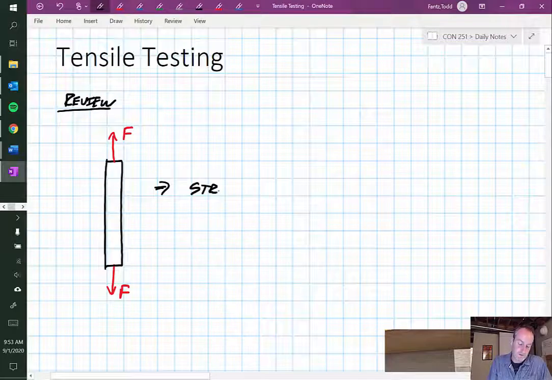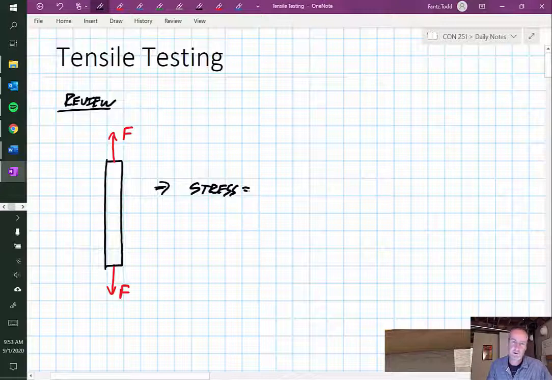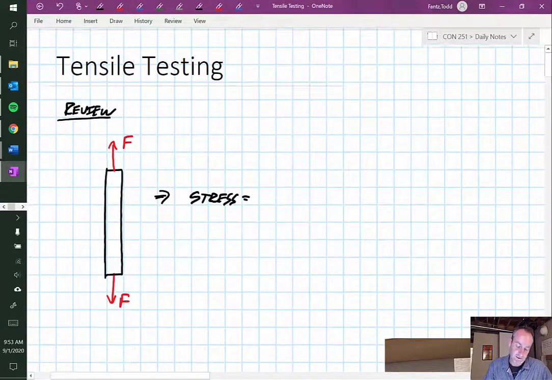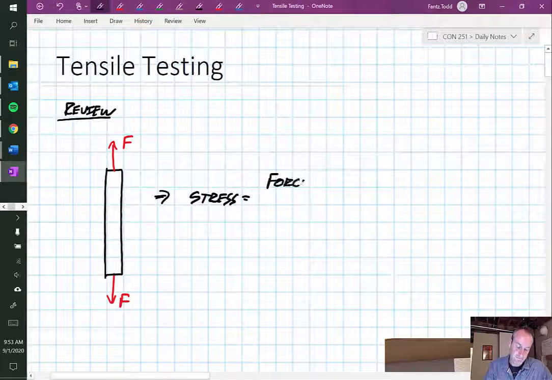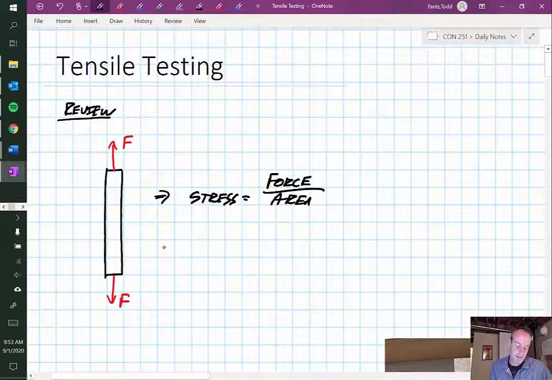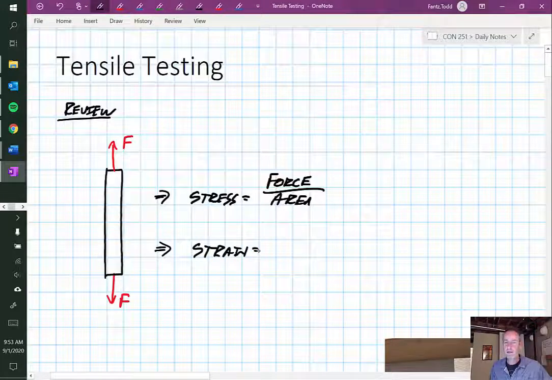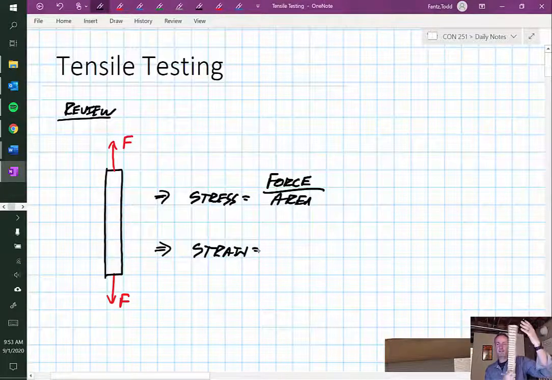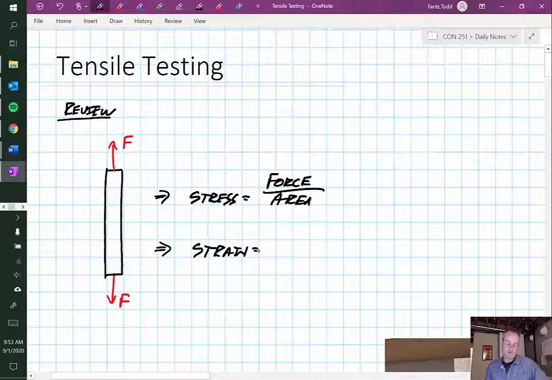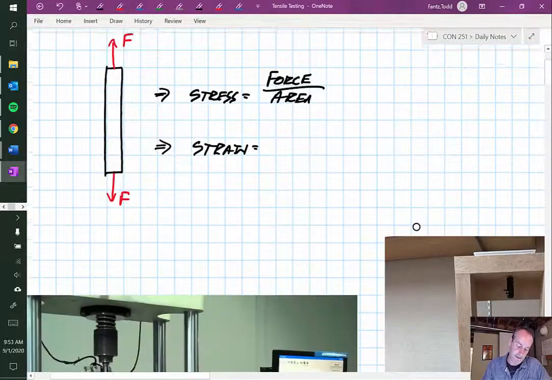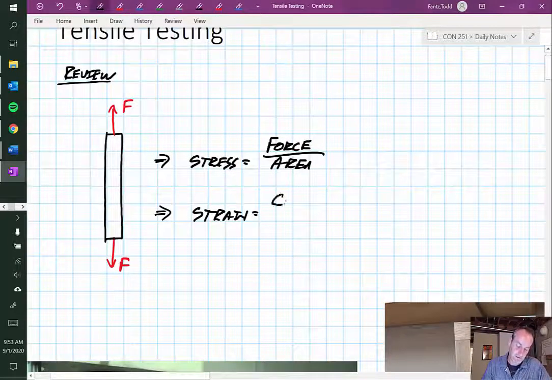The first one being stress. And we said the stress is related to this force, but it's divided over that cross-sectional area. So our stress is force over area. The other concept we talked about last time was strain. And strain was basically what the change in length is over the entire length, right? So we had a definition that said change in length over the initial length.